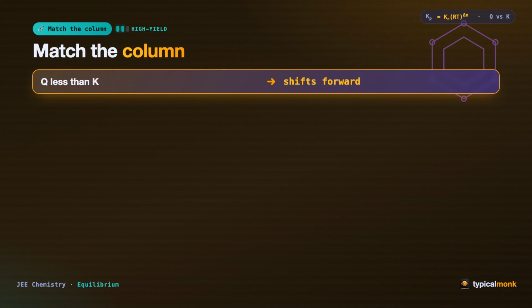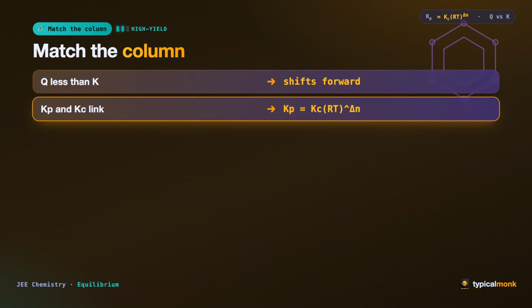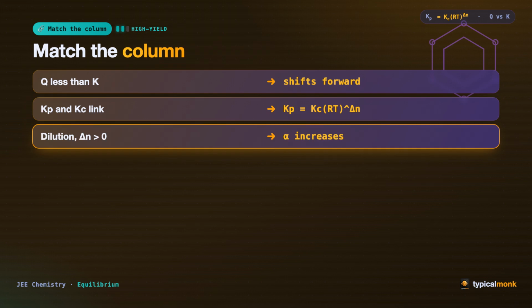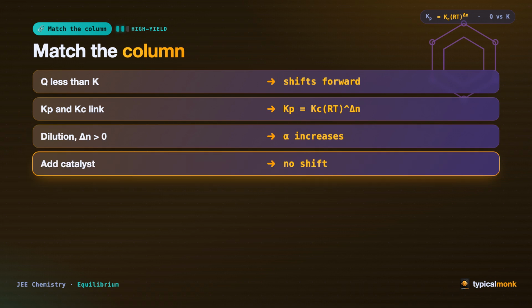Say each answer to yourself before the reveal. Q smaller than K shifts forward. The link between Kp and Kc: Kp equals Kc times RT to the power delta N. Dilution, where delta N is positive, alpha increases. And adding a catalyst, no shift at all. If all 4 answers came to your mind before the reveal, today's class has truly settled in.